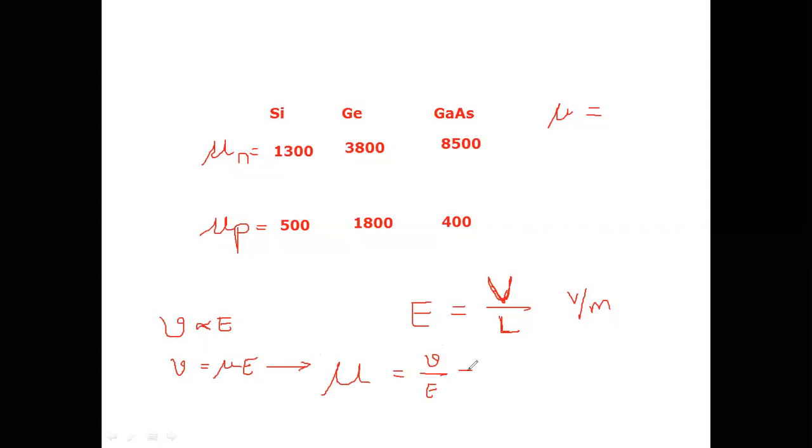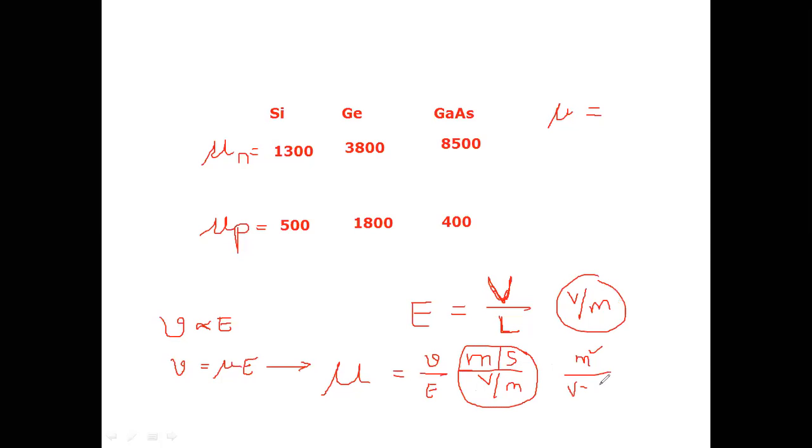What about the units? Meter per second is the unit for velocity, and the unit for electric field is volt per meter. So what are the units of mobility? Meter square per volt second. It is a GATE question. It was asked in the GATE question paper, I think in 2012 or 2013, for 2 marks. So meter square per volt second is the unit for mobility.